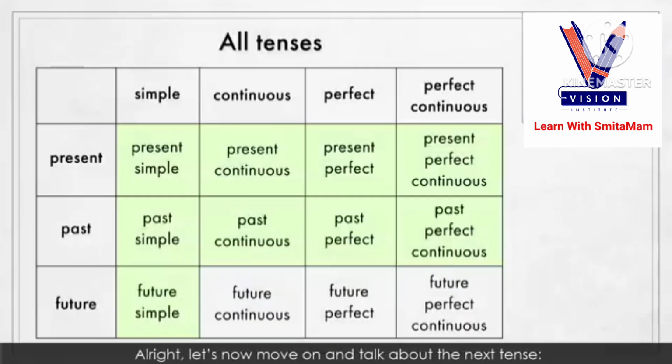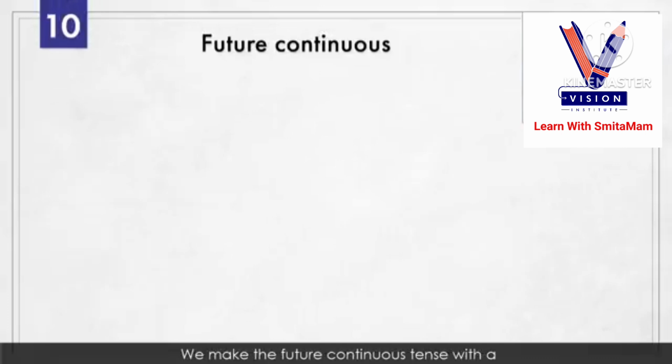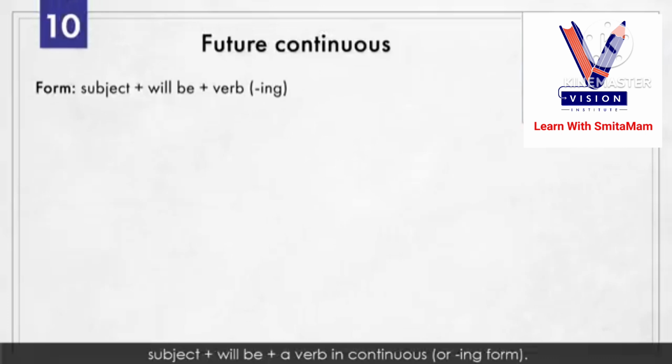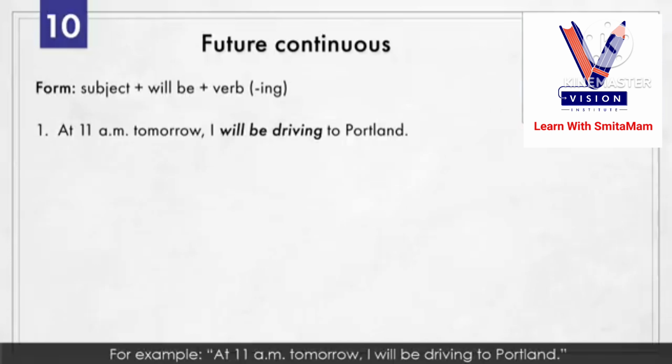Alright, let's now move on and talk about the next tense, the future continuous. We make the future continuous tense with a subject plus will be plus a verb in continuous or ing form. For example, at 11 am tomorrow I will be driving to Portland.